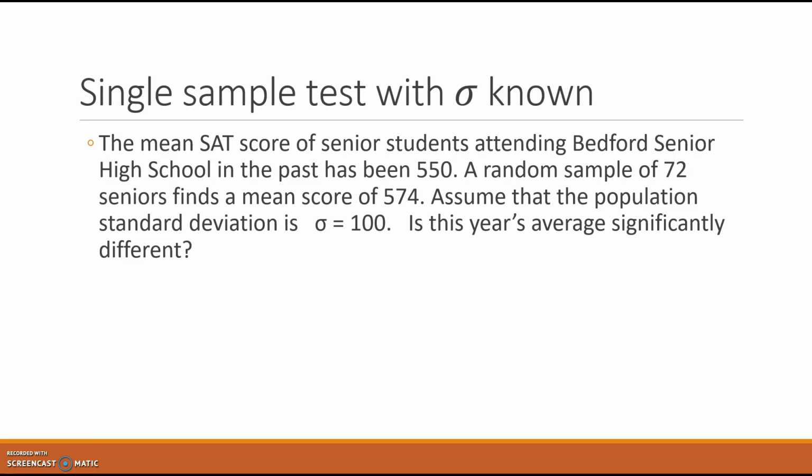At any rate, a random sample of 72 seniors finds a mean score of 574. Ooh, 574, so it's 24 units higher. Assume that the population standard deviation, notice how it's saying that. Like I said, in a lot of ways, they're going to give you the numbers. Assume that the population standard deviation is sigma equals 100. Is this year's average significantly different? Well, the first thing you need to do is figure out what the standard deviation of the mean is.